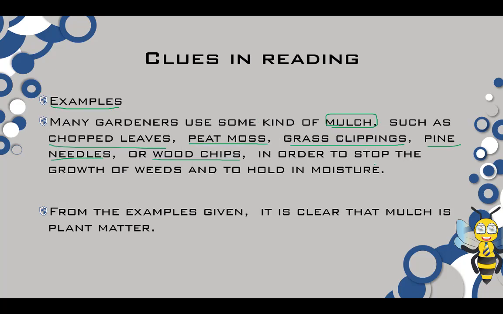It's the same here. You have to substitute the word mulch, but you don't know the meaning of the word mulch. So if you keep reading, you will find examples which will tell you what's the meaning of mulch. And mulch means plant matter. So we can substitute the word mulch with the option plant matter. Yes? Yeah. It's like materia orgánica, like vegetal. Okay.